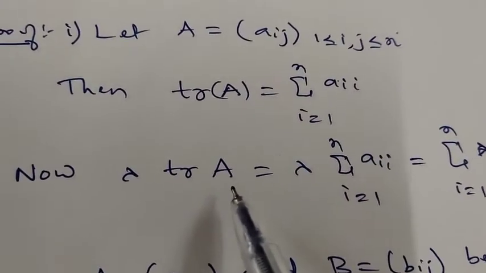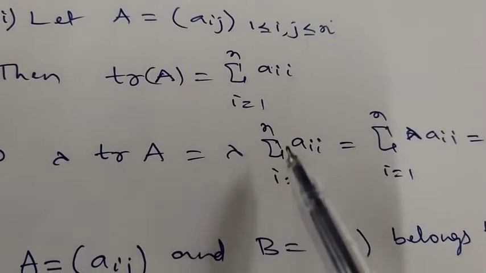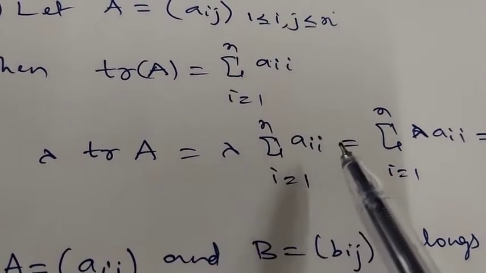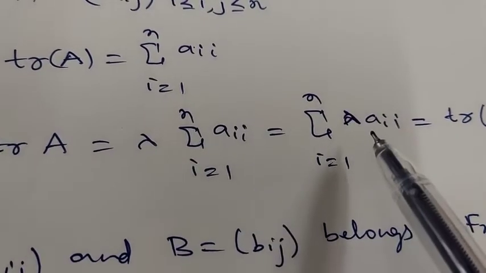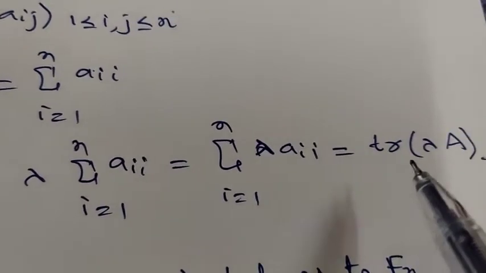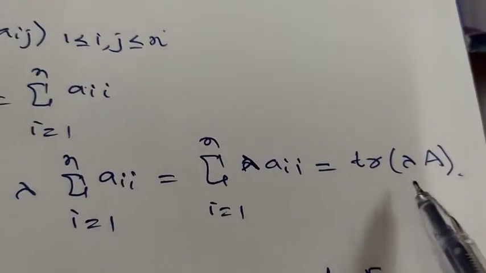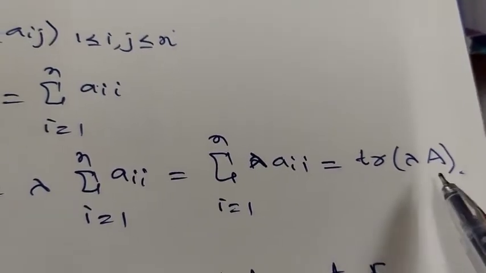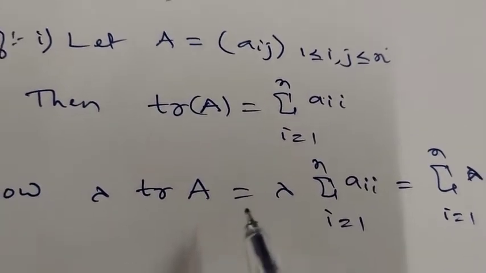Consider lambda into trace of A. Lambda into trace of A is lambda times the summation i equal to 1 to n of Aii. This can be written as the summation i equal to 1 to n of lambda times Aii, which is nothing but the trace of lambda times A. Therefore trace of lambda times A is equal to lambda into trace of A. Thus we have proved the first condition.